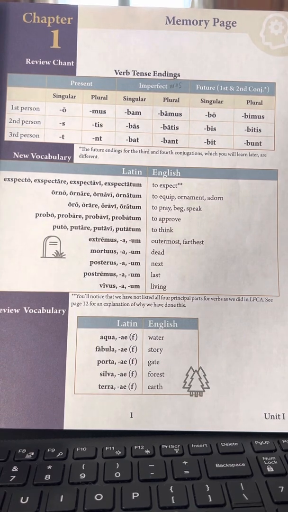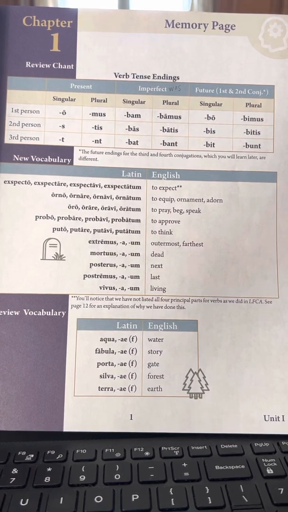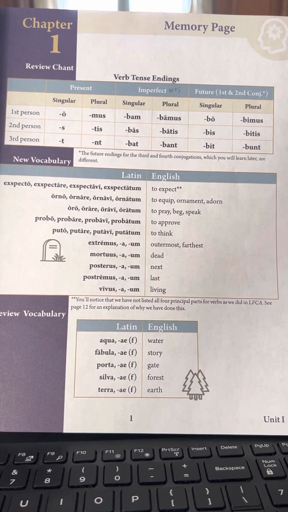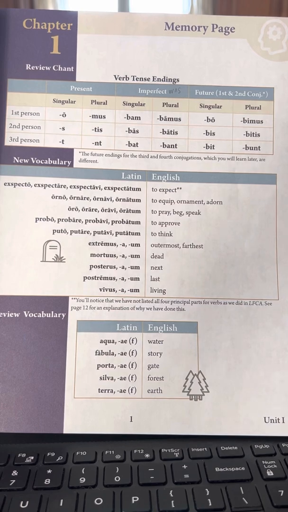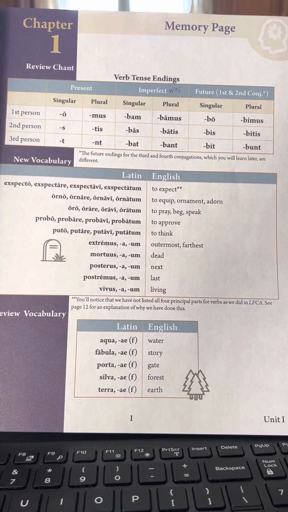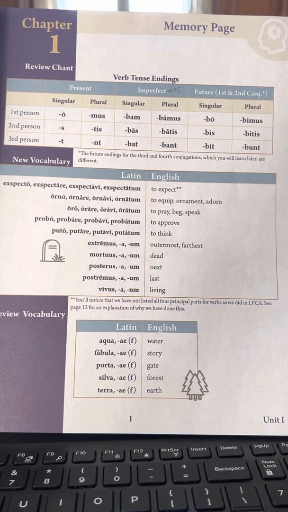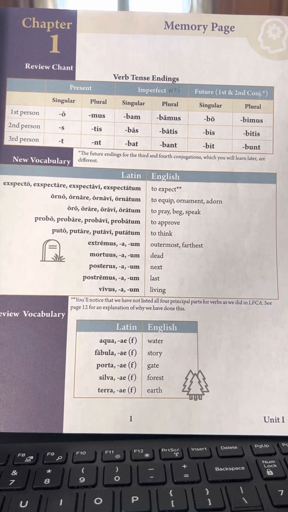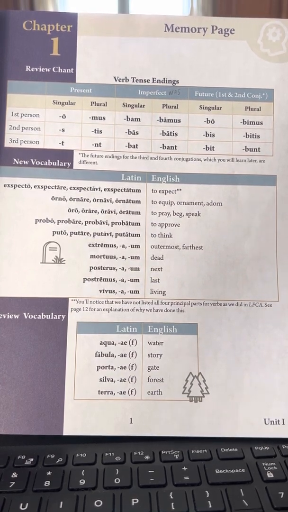Orno, ornare, ornavi, ornatum. I equip, to equip, I equipped, equipped. Notice you can also use I adorn, okay? So that it can mean to equip, ornament, or adorn. I like the word equip for this particular one, okay? Next, we've got oro, orare, oravi, oratum. I pray, to pray, I prayed, prayed. Or I beg, right? Okay, moving on to the next one.